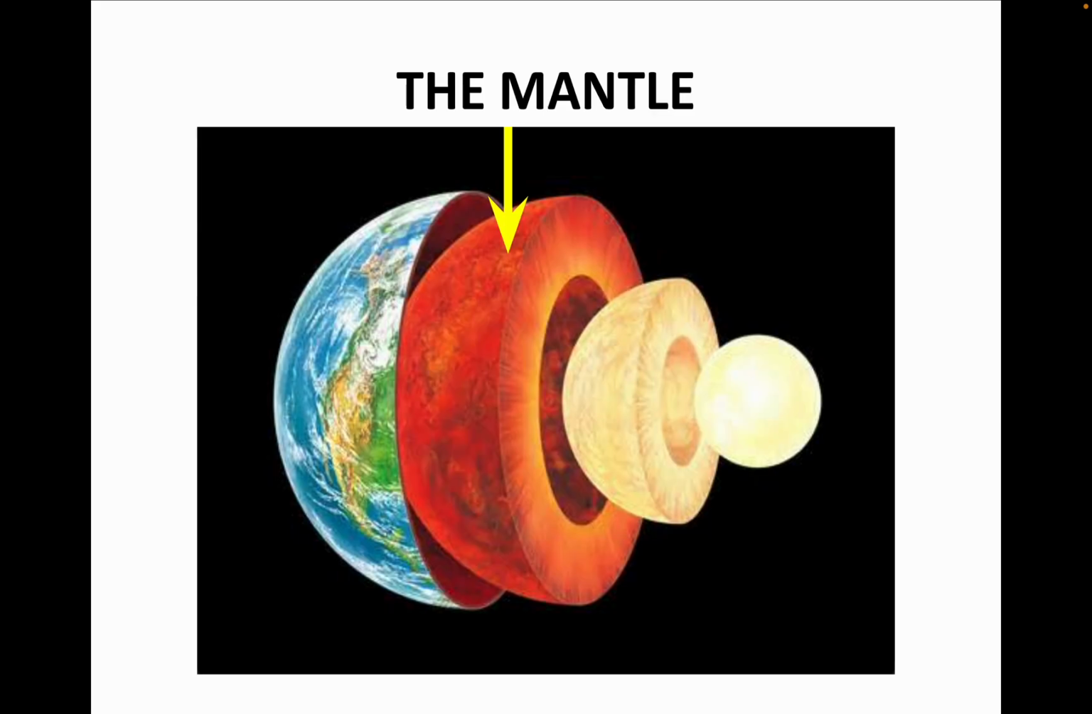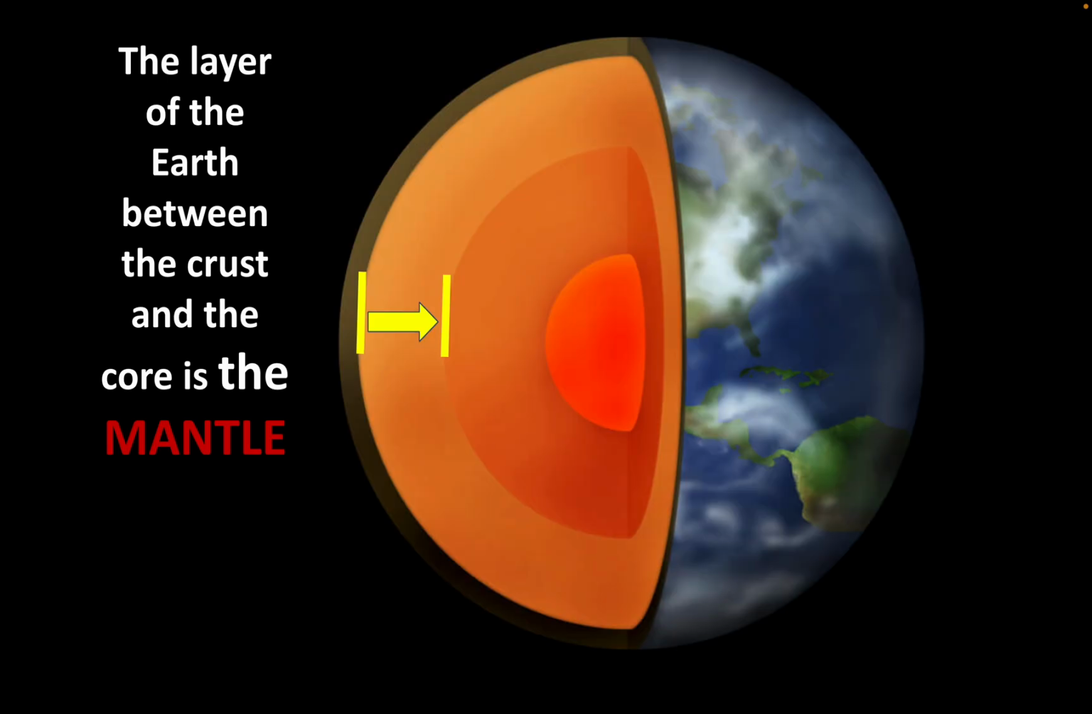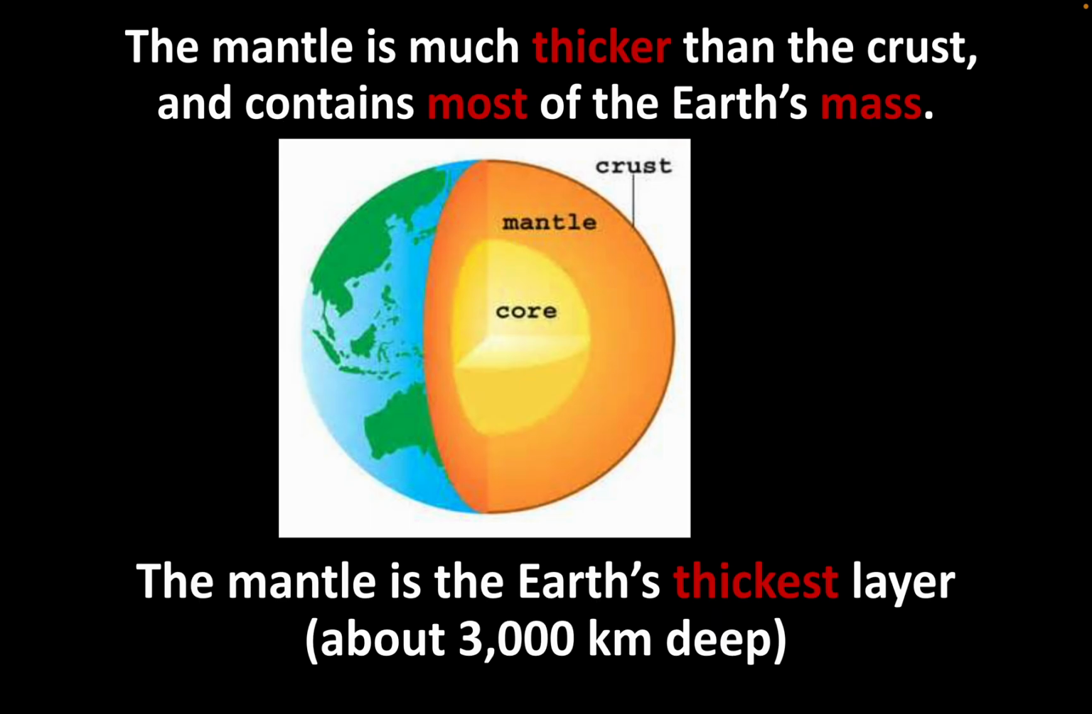We're going to start talking about the mantle. So on your notes, you're going to look at the section for mantle. The mantle, of course, is the layer of Earth between the crust and the core. I've got it marked there in between the yellow brackets. This area is called the mantle.